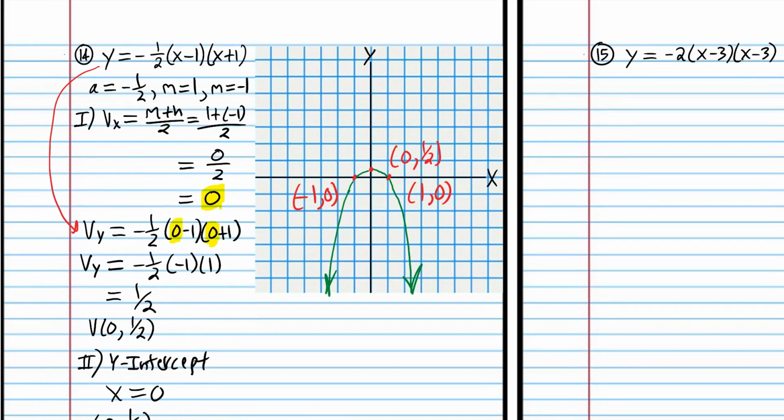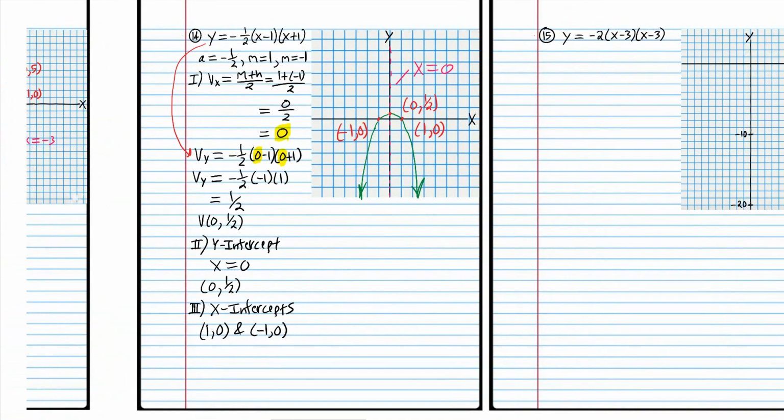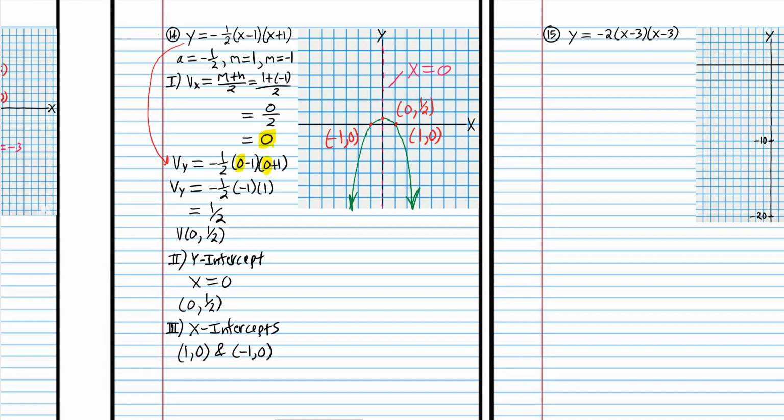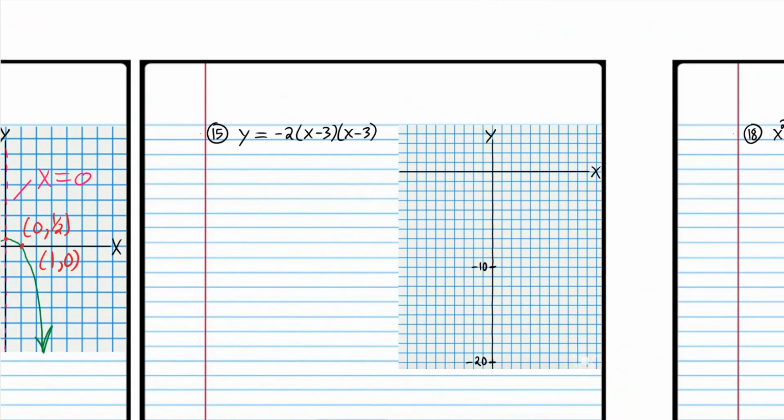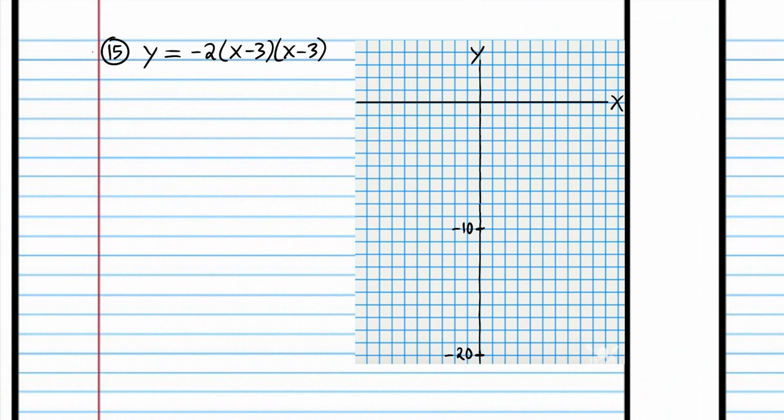And let's draw the line of symmetry. It goes right through the vertex, and the equation of the line of symmetry is x equals 0. So if you got those graphs, or that graph, good job. Okay, so on to number 15. We're going to try this problem together.